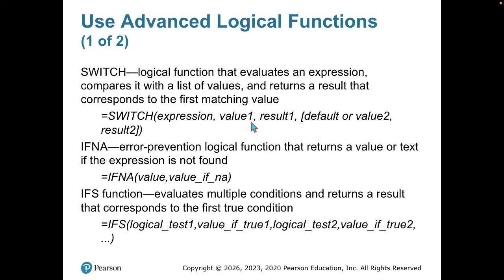Then value 1 means if this is true, if age is greater than 18, it evaluates to true, then you can gain entry. Result 1 can be true, gain entry. Otherwise, value 2, if this is false, let's say the age is not greater than 18, value 2 is false. Then result 2 is also false. You cannot gain entry into the movie. So switch statements are great for listing all possible outcomes to a certain expression.